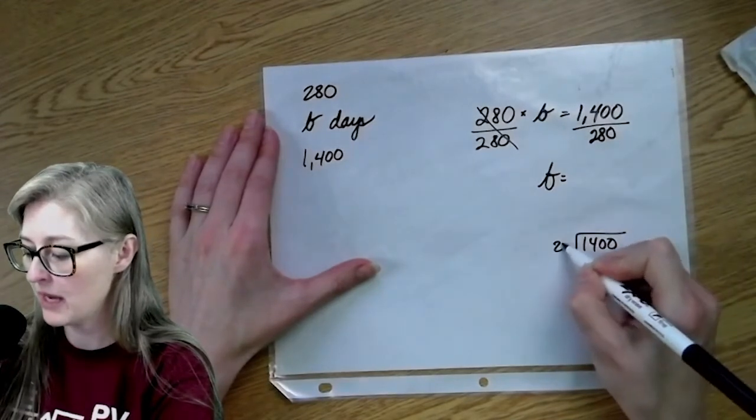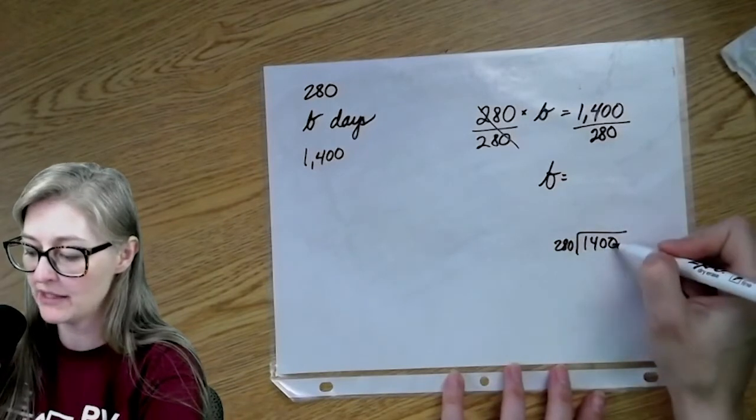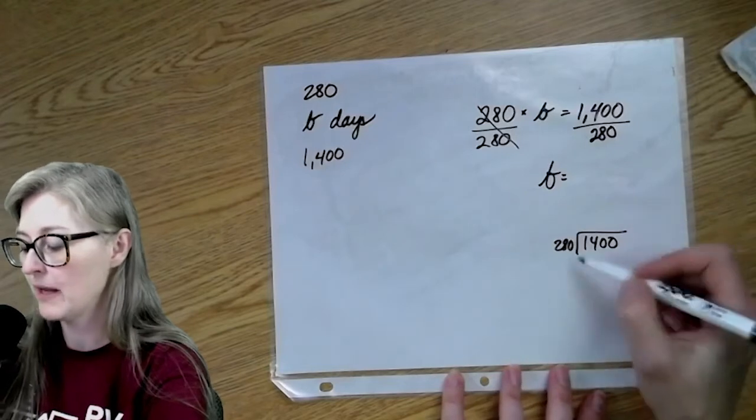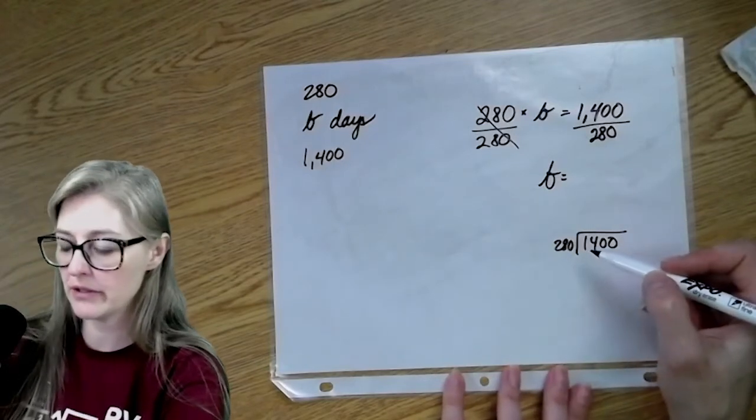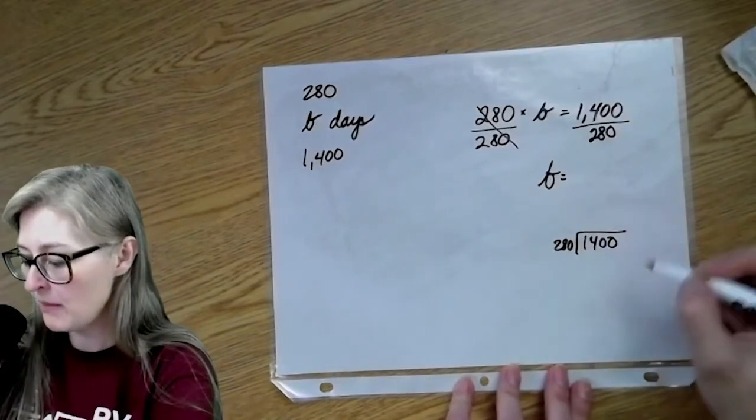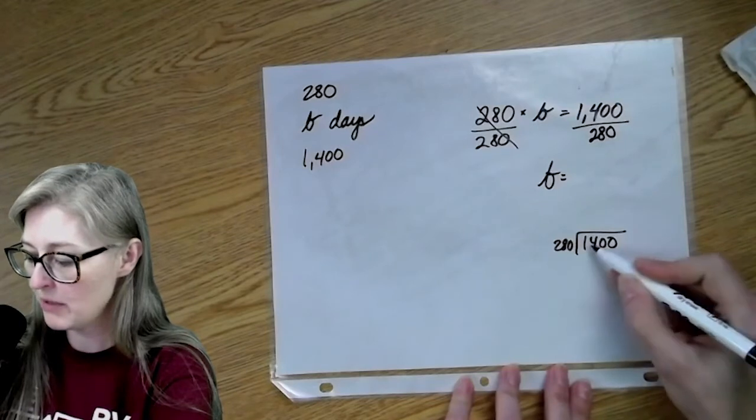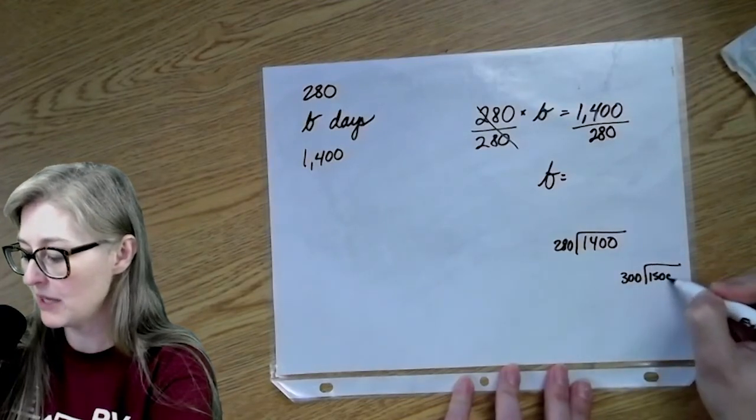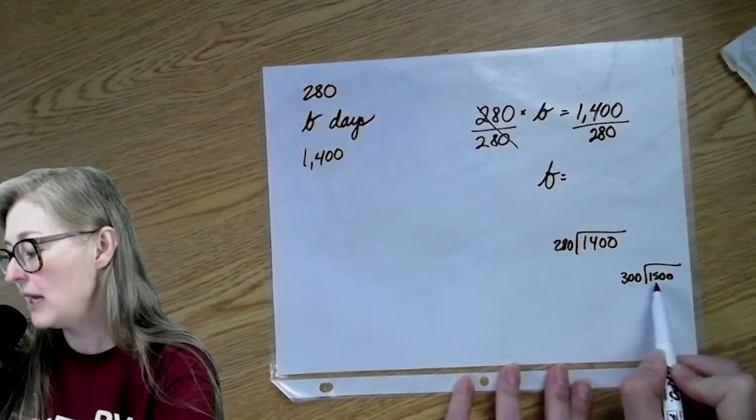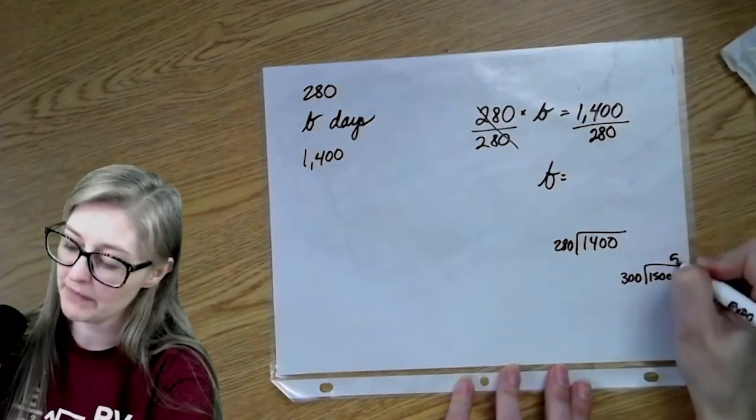1,400 divided by 280. Now, if I want to, I can cut off these zeros and just do 28 into 140. That also works. Yes, you could check on a calculator just to make sure that would work. But I'm going to say, if I have about 300, and I'm going to round this up to 1,500 because that's a nice, easy number to work with. 3 and 15, I know those are pretty friendly numbers. I'm going to estimate 5.